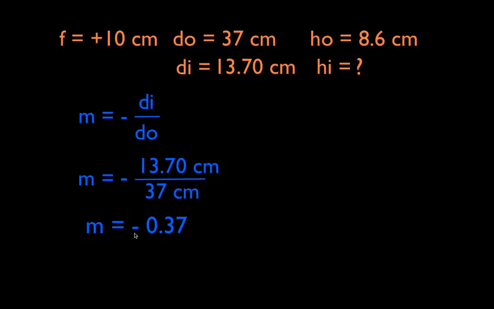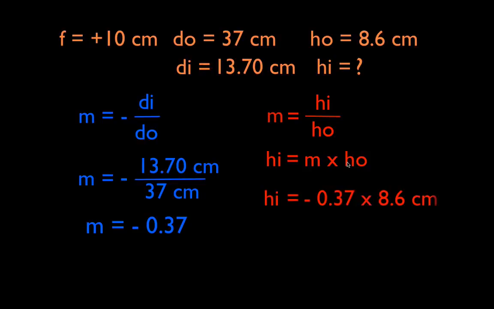Now, what does the minus sign mean? The minus sign means that it's inverted. The 0.37 means that it's going to be smaller. Now we're going to use the other magnification equation, which has the heights in it. We know now that the magnification is HI, the image height, divided by HO, the object height. Therefore, the image height, which is what we're trying to solve for, is the magnification times the object height. We plug the numbers in, and once again, don't lose the negative sign, and you get that the image height is minus 3.18 centimeters.